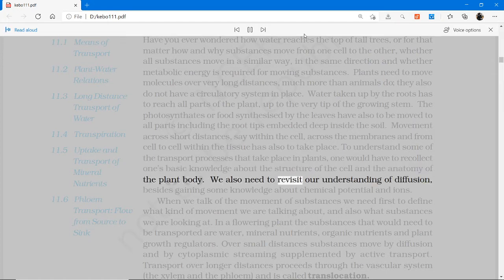We also need to revisit our understanding of diffusion, besides gaining some knowledge about chemical potential and ions. When we talk of the movement of substances, we need first to define what kind of movement we are talking about, and also what substances we are looking at. In a flowering plant, the substances that would need to be transported are water, mineral nutrients, organic nutrients, and plant growth regulators. Over small distances, substances move by diffusion and by cytoplasmic streaming supplemented by active transport. Transport over longer distances proceeds through the vascular system, the xylem and the phloem, and is called translocation.